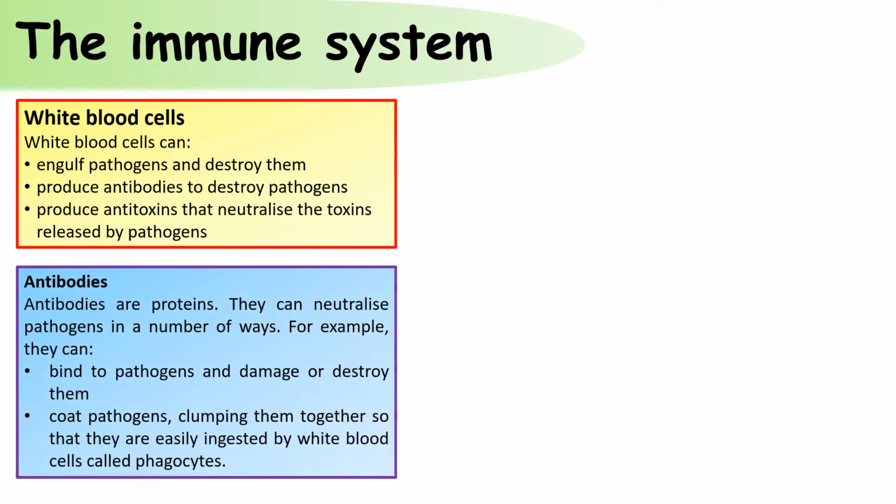Antibodies are proteins that can neutralize pathogens in a number of ways. The two main ways that they do this are by binding to the pathogen and damaging or destroying them, or they can coat the pathogens, causing them to clump together, which makes it easier for the white blood cells to digest them. The white blood cells that will digest them are called phagocytes.